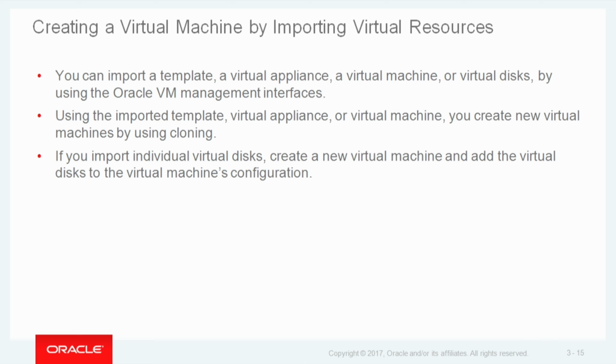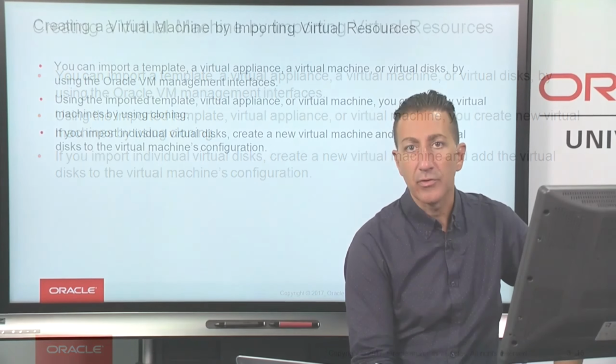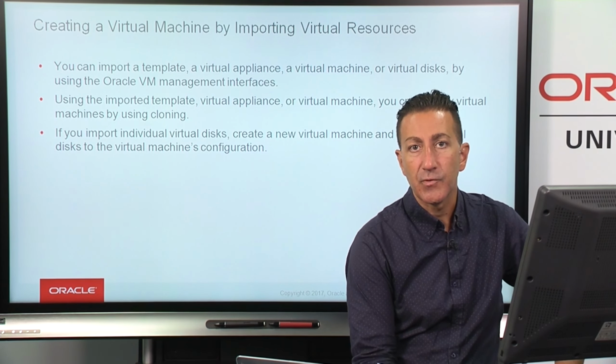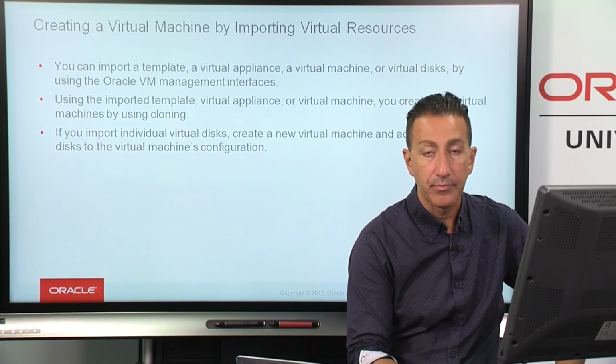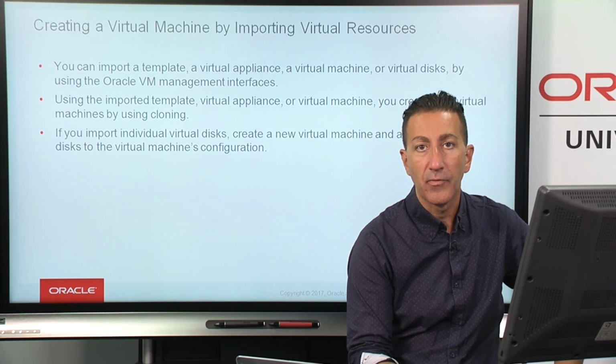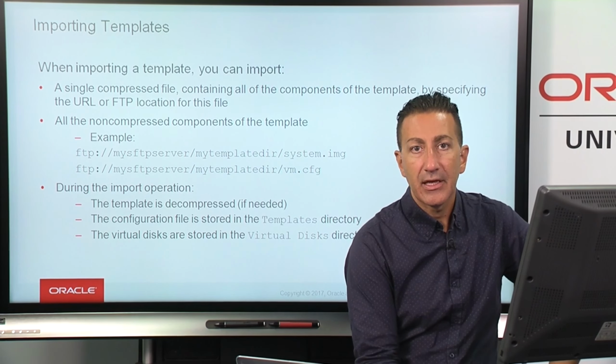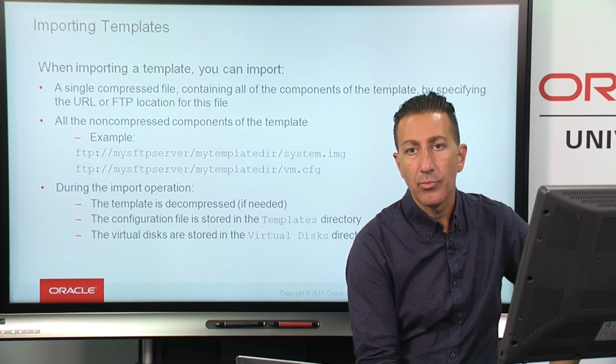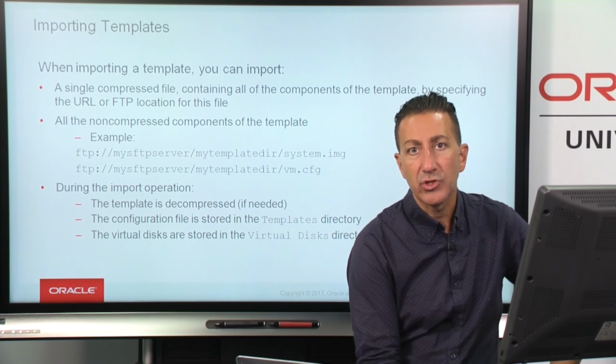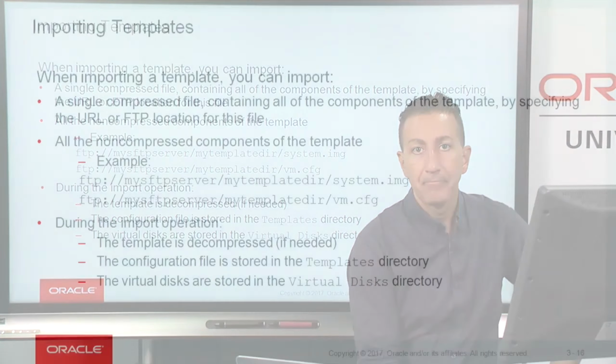Well, you start a system and you need to follow the workflow with different steps. And for the step about disk, basically the operation is that you need to attach these virtual disks that you imported previously for performing the cloning, right? Well, about importing templates, you have multiple ways to do so, but when you import a template, you can, for example, import a single compressed file. It contains all the components of the template. You do it by specifying typically the URL or the FTP location for this file.